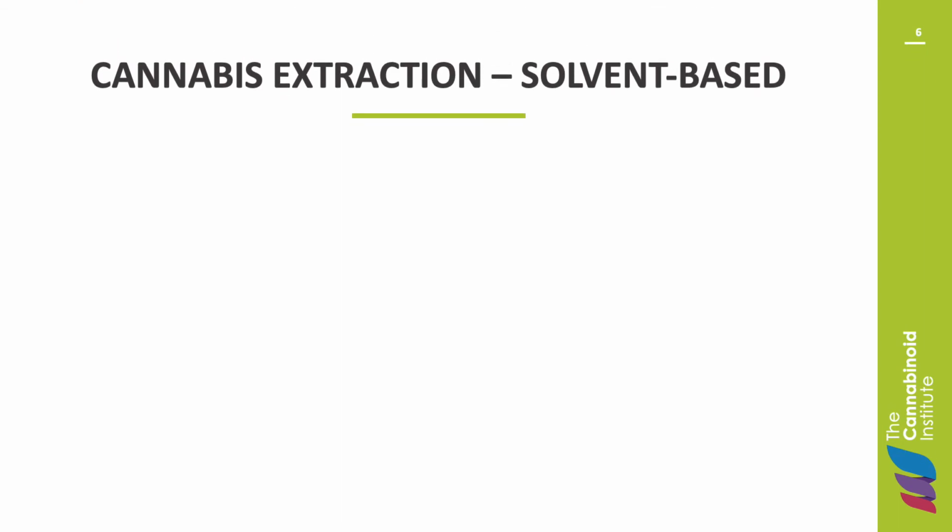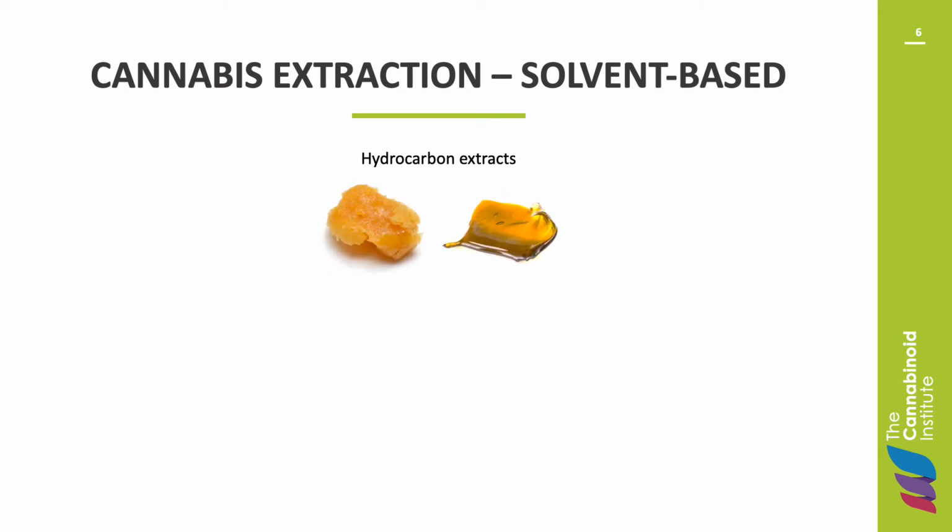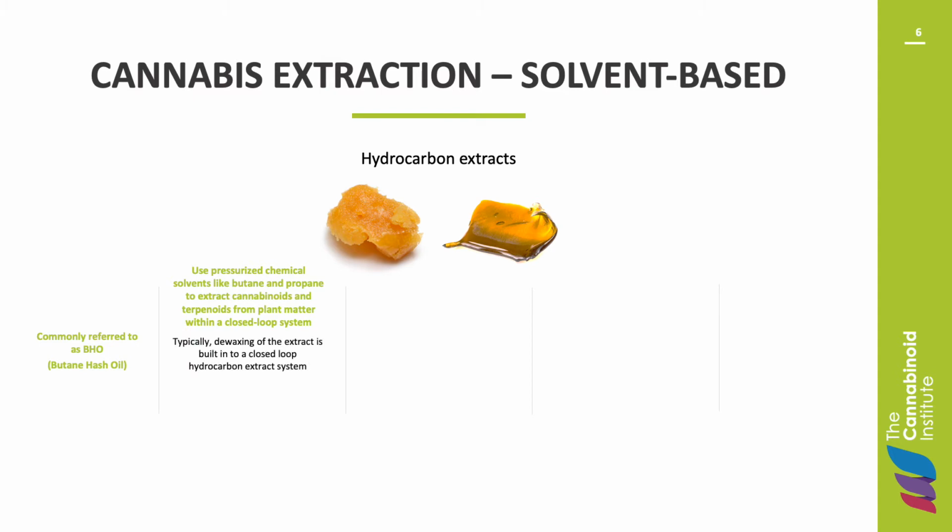The second main form of solvent-based extraction is through the use of hydrocarbons. Hydrocarbon extracts are commonly referred to as BHO, which stands for butane hash oil. Hydrocarbon extracts use pressurized chemical solvents like butane and propane to extract cannabinoids and terpenes from plant matter within a closed-loop system. Typically, dewaxing of the extract is built into closed-loop hydrocarbon extract systems. Open-loop systems also exist, but are incredibly dangerous due to the highly flammable nature of butane.